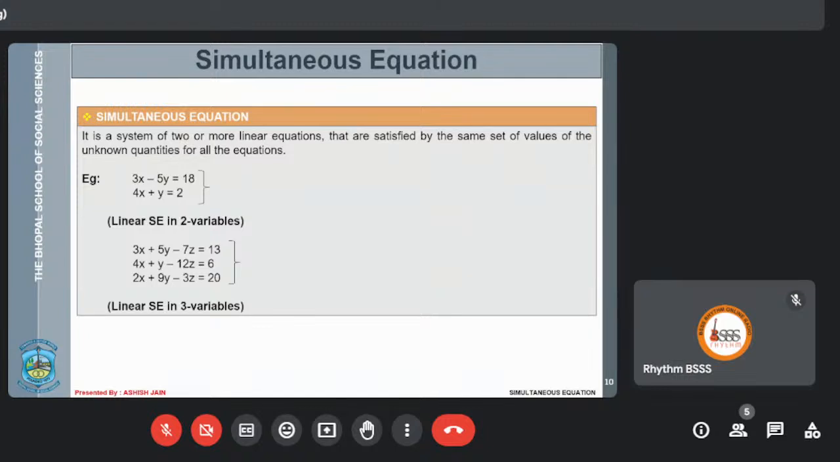Okay, so we have 3x minus 5y is equal to 18. We have 4x plus y is equal to 2. So if you have a value of x and y that satisfy the first equation, then definitely it will satisfy the second equation as well. Okay, so such types of equations are called simultaneous linear equations, or simply we say simultaneous equation.